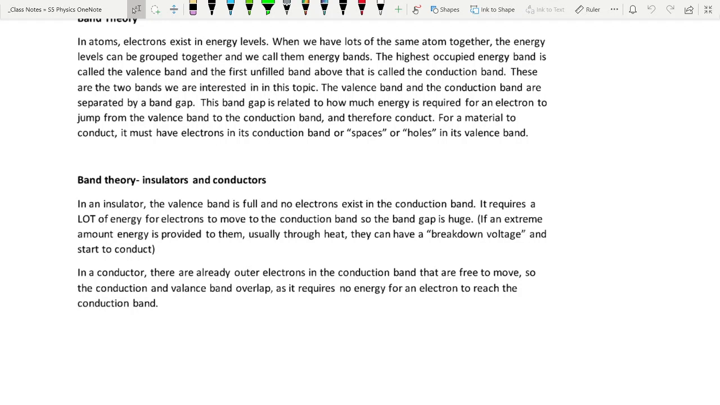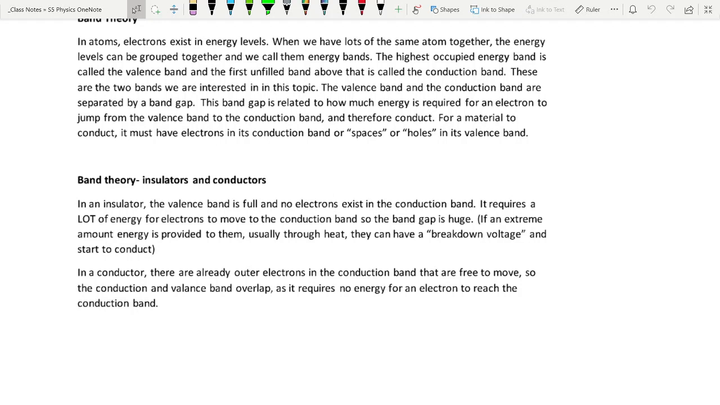These are the two bands we're interested in for this topic. So we don't really care about what's happening further down in the atom. We're looking at the two outside energy levels. The valence band and the conduction band are separated by a band gap. That means basically an amount of energy it requires for anything to move from the valence band to the conduction band. Okay? And each atom has its own different band gap, depending on how much energy it requires for the electrons to jump from the valence band into the conduction band.